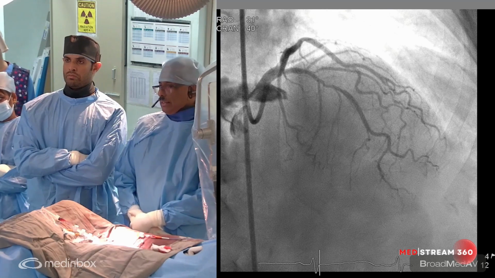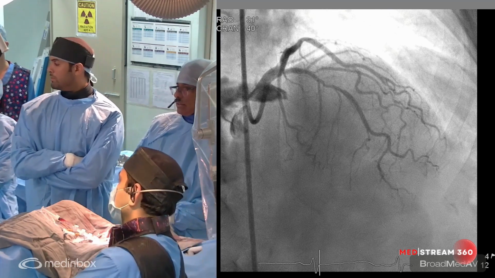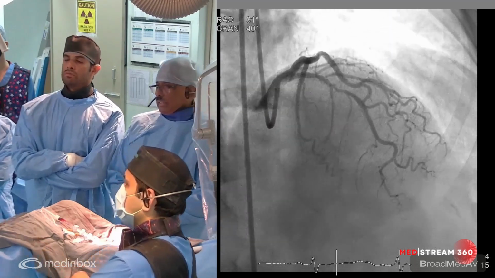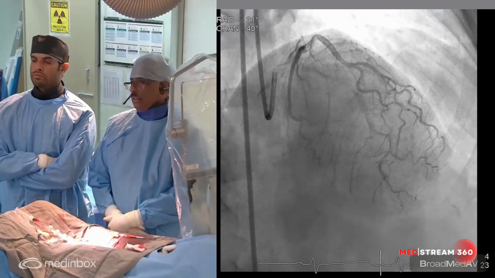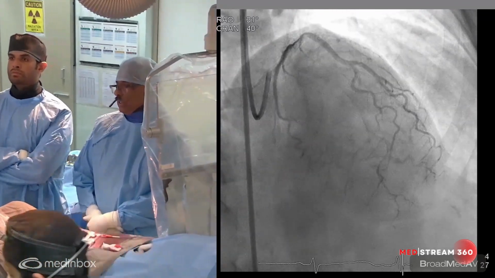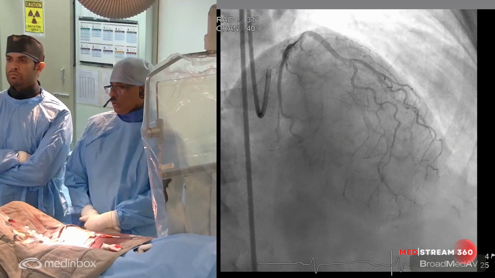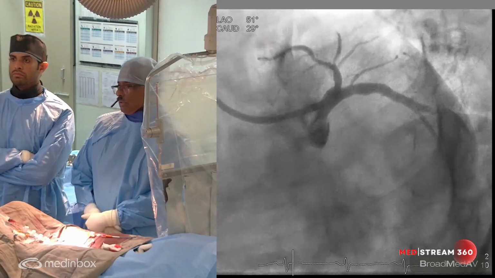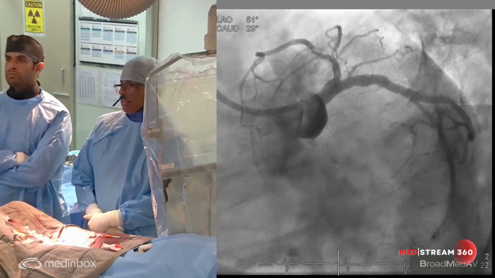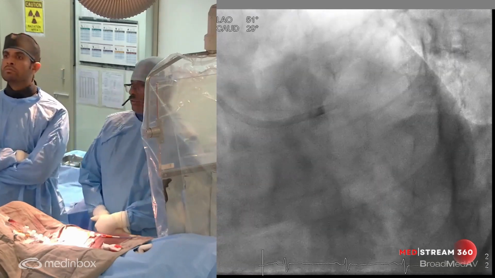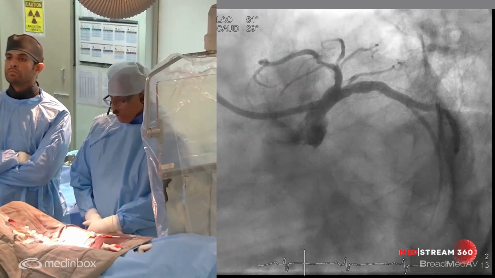The plan is to first pre-dilate the LAD, which seems to be calcific. Can you play the run again, please? You can see that before the dye gets injected, there is calcification in both the PA cranial and the LAO caudal views. Can you play back the LAO caudal view? Again, right from the proximal LAD there is calcification which extends through the diagonal and septal to the mid LAD.